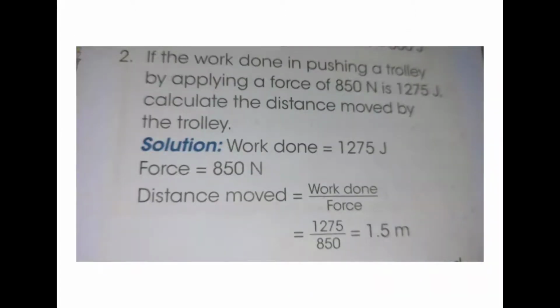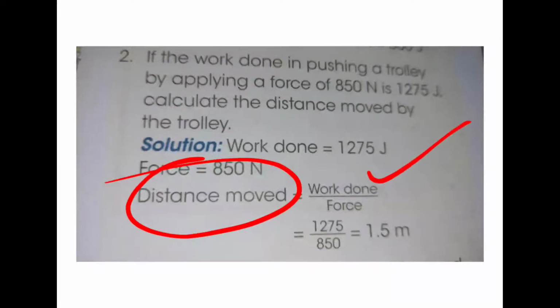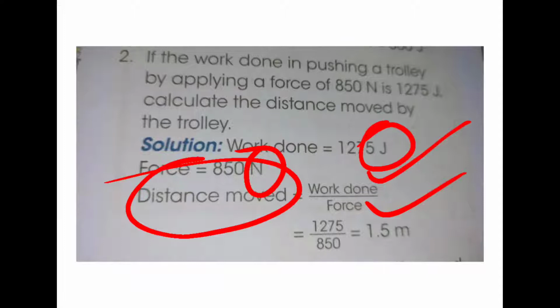So likewise we have another example question where we have to find the distance moved. So in the question work done is also given, force is also given directly. So all are in SI unit, one is in joule, one is in Newton, so no conversion here. So directly we will divide. So when you divide, you will get the answer 1.5 meter.